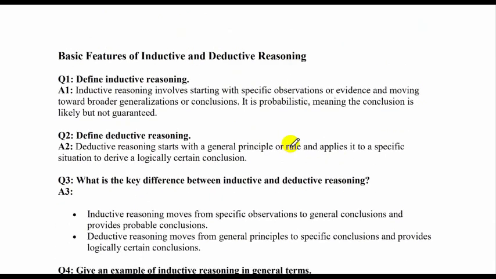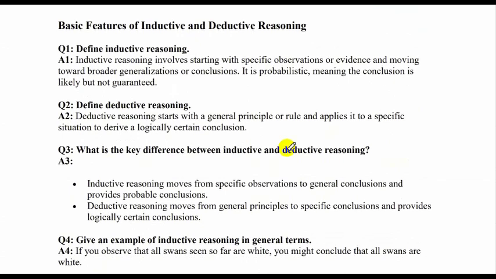Now, let's look at questions and answers which are most likely to come in our exam paper. So, basic features of inductive and deductive reasoning. Let's define inductive reasoning. Inductive reasoning involves starting with specific observation or evidence and moving towards broader generalization or conclusion. It is probabilistic, meaning the conclusion is likely but not guaranteed. Question 2. Define deductive reasoning. Deductive reasoning starts with a general principle, all or none, like that, or rules, and applies it to a specific situation to derive a logically certain conclusion.